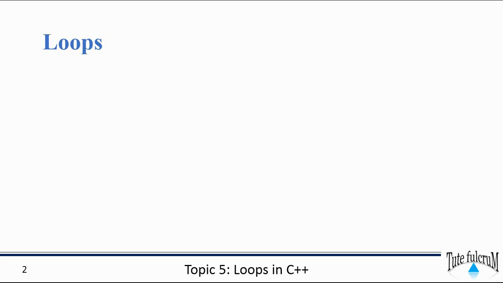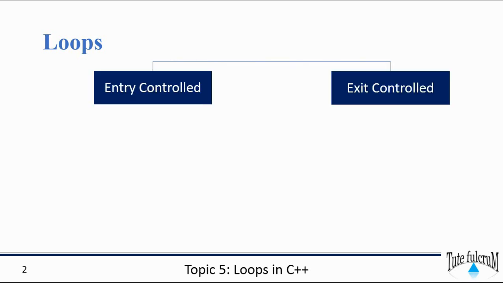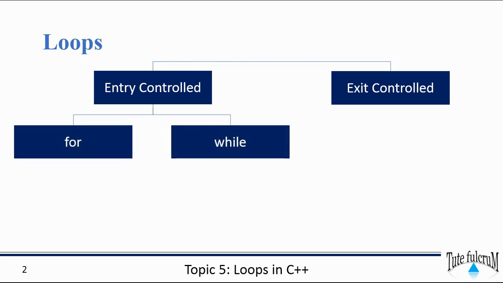In computer programming, a loop is a sequence of instructions that is repeated until a certain condition is reached. There are mainly two types of loops, entry controlled and exit controlled. In entry controlled loop, the test condition is tested before entering the loop body. And they are of two types, for loop and while loop.